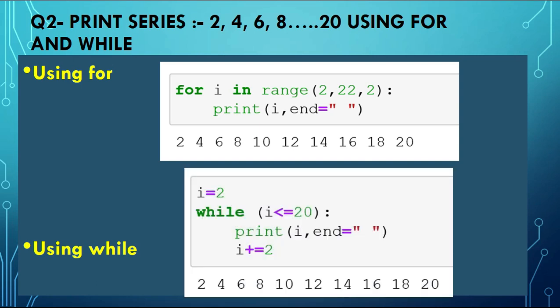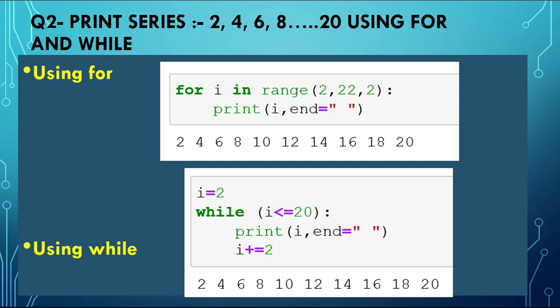So first we will initialize the variable i equal to 2. We have to set the value of i, and the condition is that as long as the value of i is less than or equal to 20, so we will write while i less than or equal to 20. Print i, the same statement has been used here, print i, end equal to space.